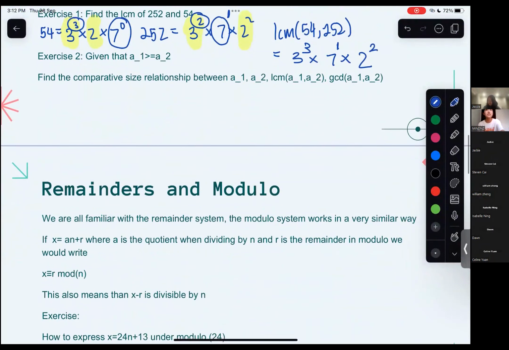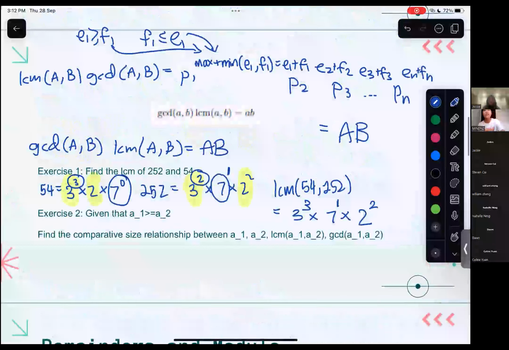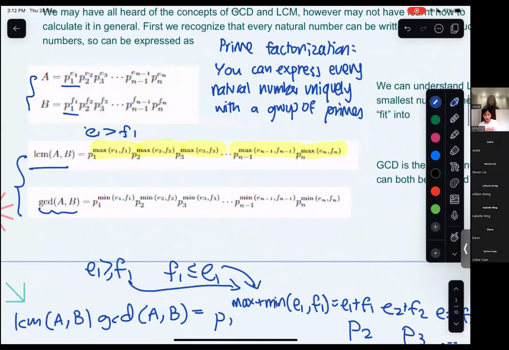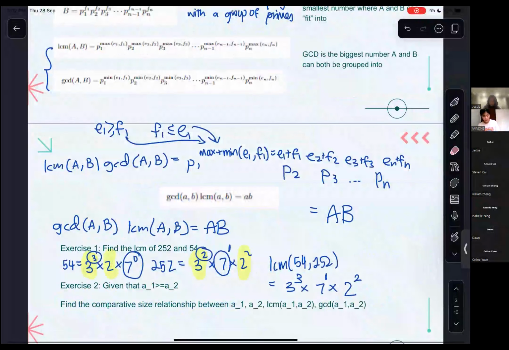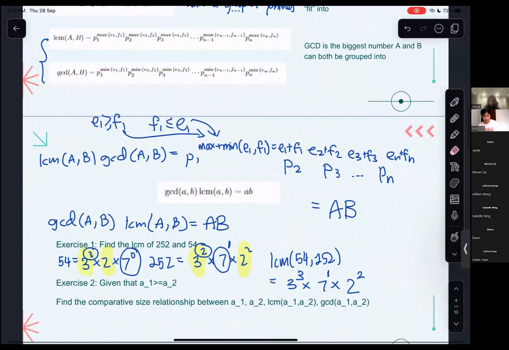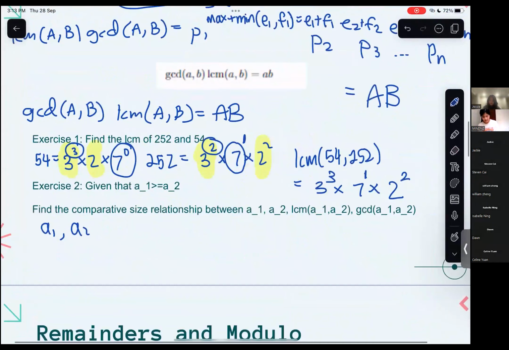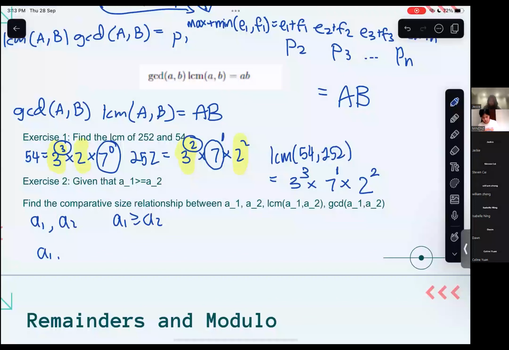Anyways, so on to exercise 2. This is a little bit different to how you might consider LCM and GCD, but what if a question asked us to compare the size of these 4 values, right? How do we know which one's bigger, which one's smaller? Well, we can have a look at the definition of these, and we should be able to make a conclusion about the respective size of these 4 values. So say we have 2 numbers, A1 and A2, and we're given that A1 is greater or equal to A2, right? So it's asking us to compare A1 and A2.